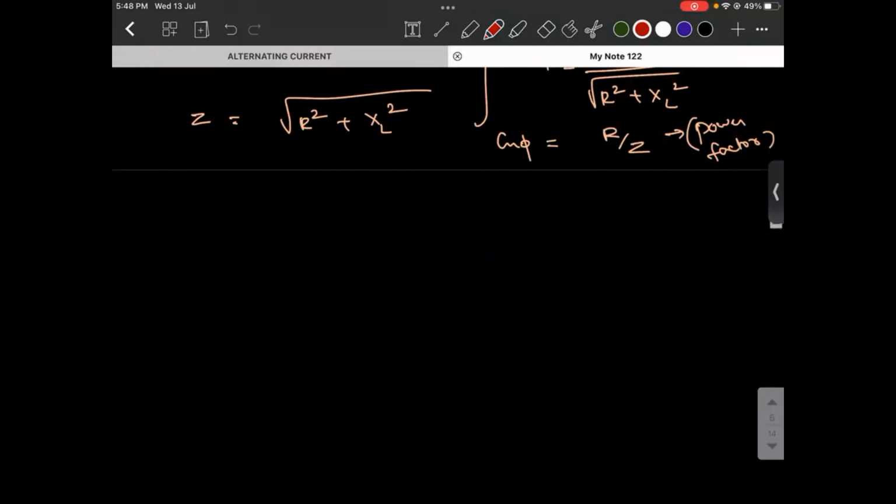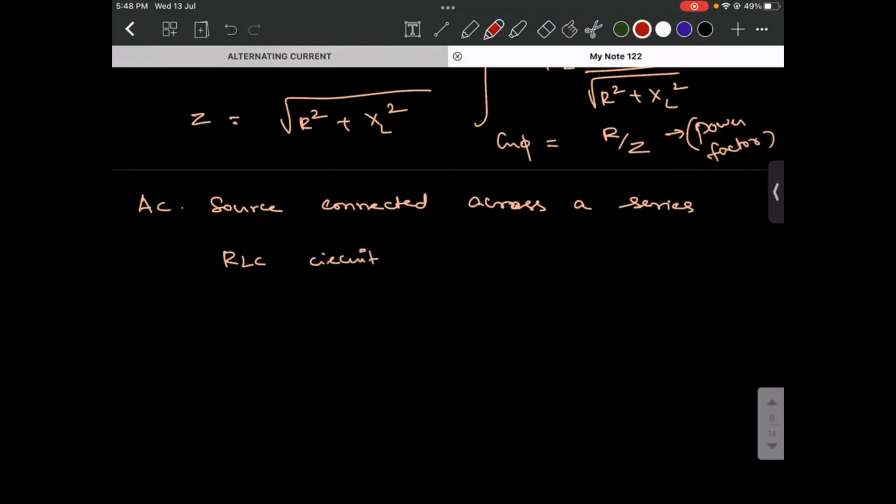Now, the next point is AC source connected across a series RLC circuit.